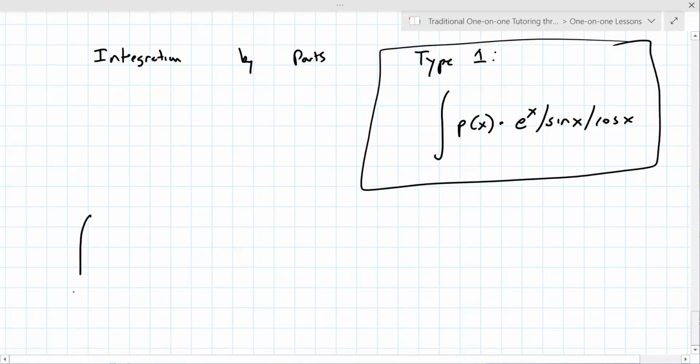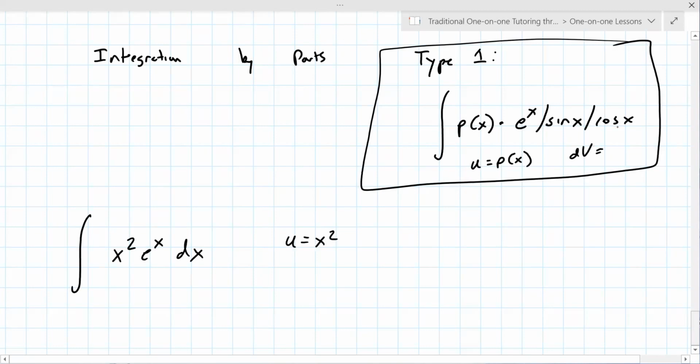So for example, if I asked you to integrate x squared e to the x dx, this is what I mean by a type 1. The polynomial function of x is x squared, and then you've got an e to the x as a choice, like you're choosing one of these three functions. Okay. Now, when you're given this type, u is always the p of x. So our u is going to be x squared.